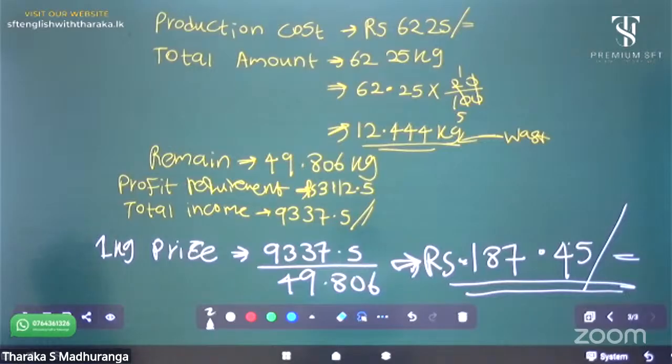Fatima, understood? Clearly note down the method. Sarmya? Clear?